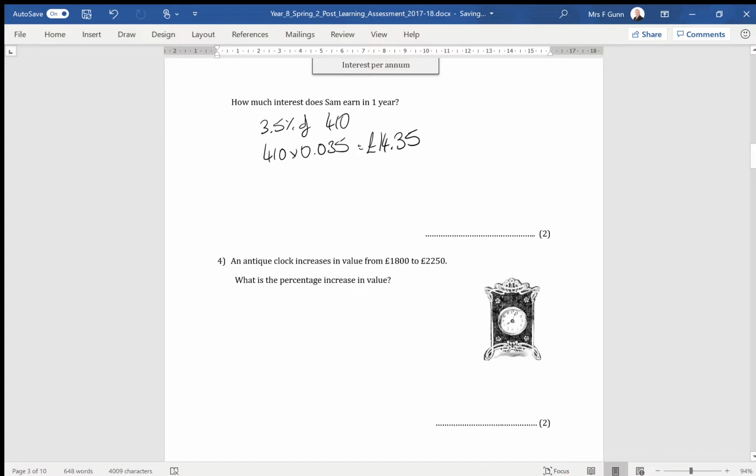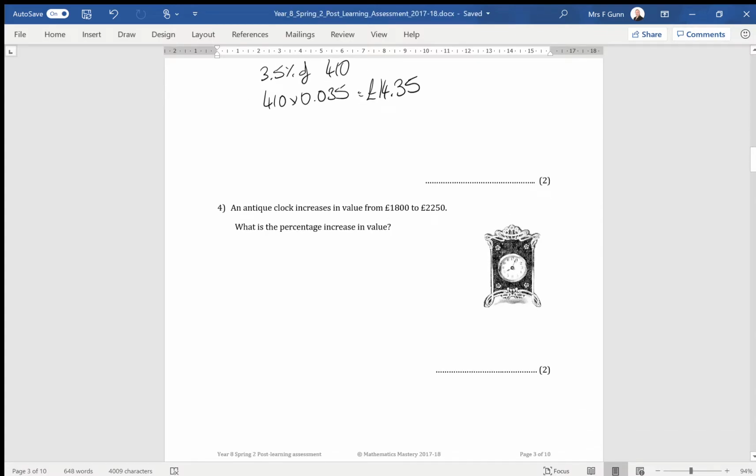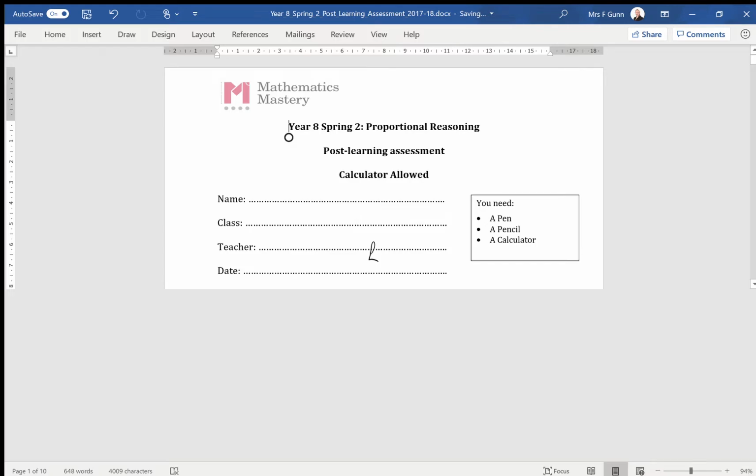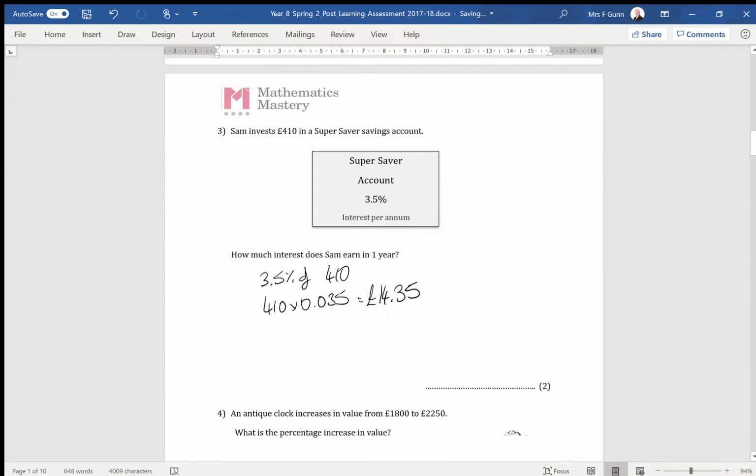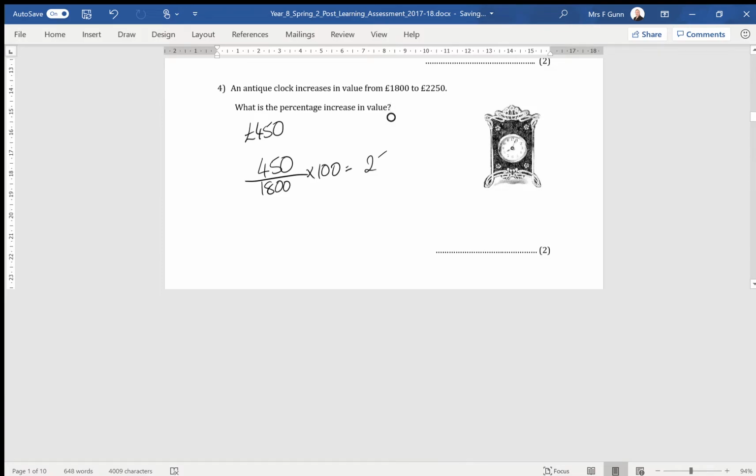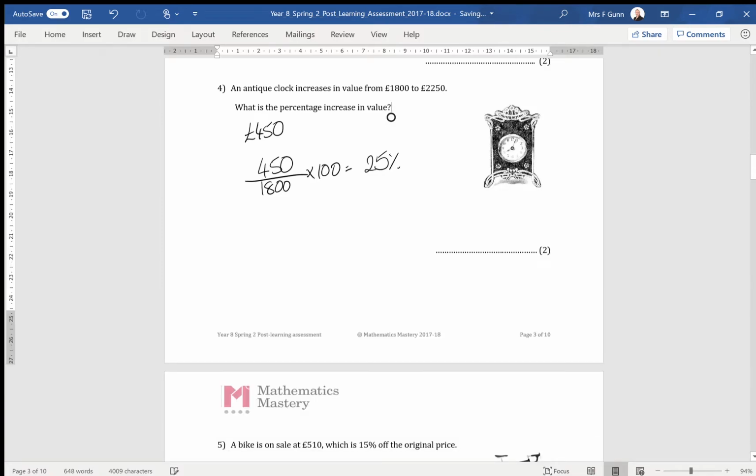So, an antique clock increases in value, so it's gone from that to that. So how much has it gone up by? Well, it has gone up by an increase of £450. So I want to know what is the percentage increase. So it's that over the original times by 100 to turn it into a percentage. So 450 over 1,800 times 100 is 25%. That's it.